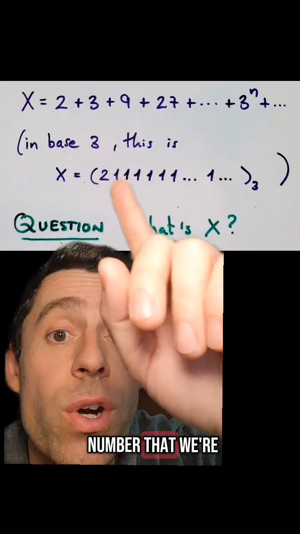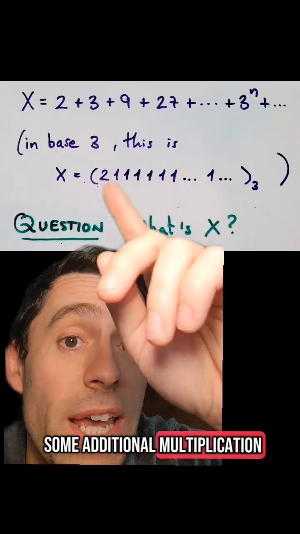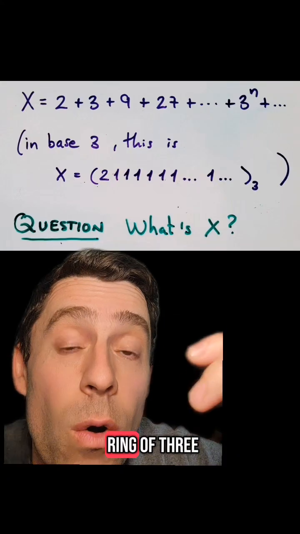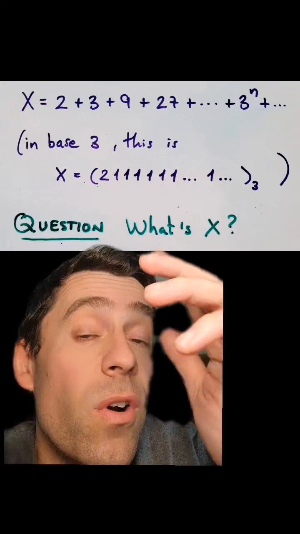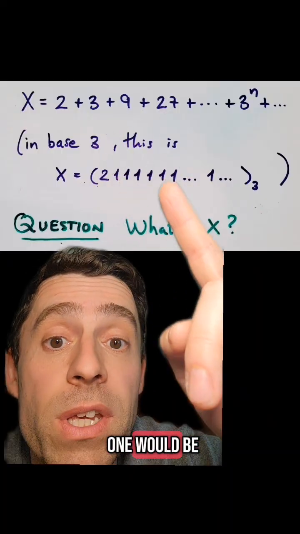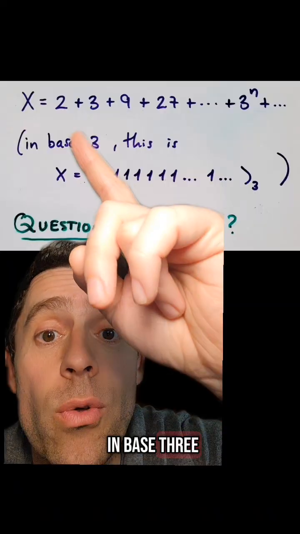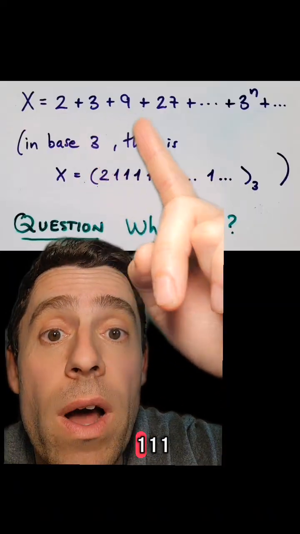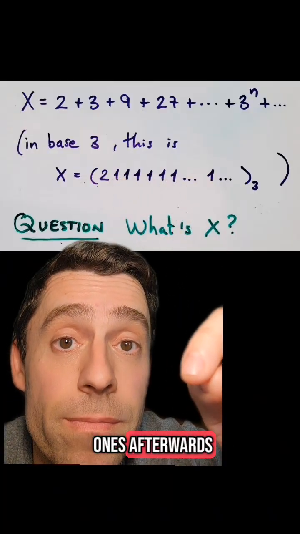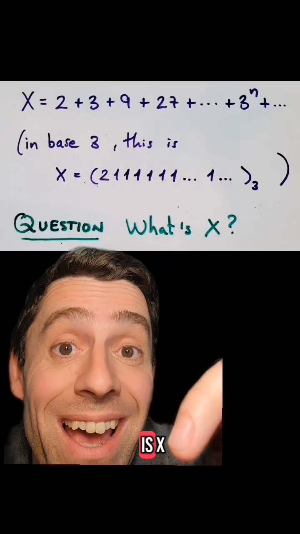It's just a number that we're going to define some addition and multiplication on, and that kind of numbers forms what we call the ring of three-adic numbers. There are several ways to express three-adic numbers. That's one. Another one would be to write it in base 3 so that the coefficients are 2, 1, 1, 1. So it would be 2 and then infinitely many ones afterwards. So the question here is, what is x?